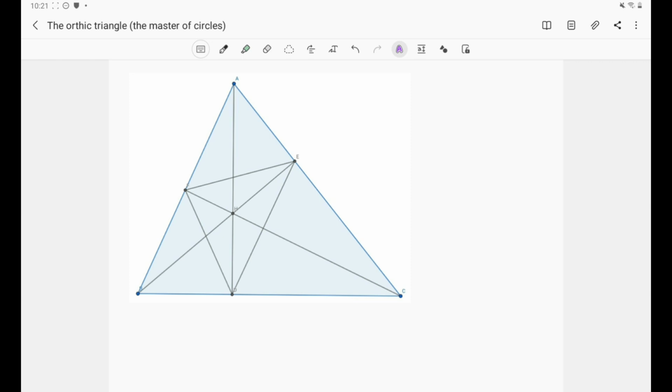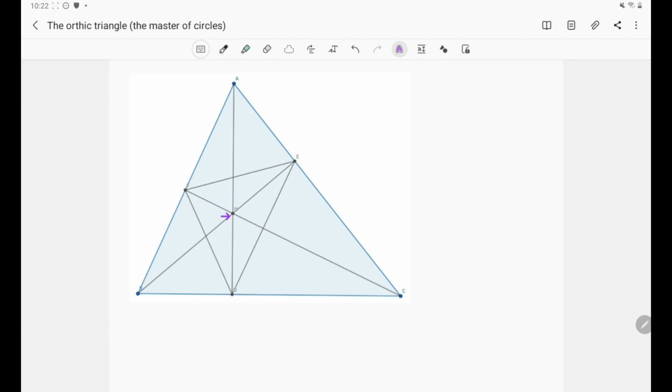So in this video, we'll revisit the orthocenter. As you can see, here I've just drawn a triangle ABC, and I've drawn the orthocenter H, and also the three altitudes AD, BE, and CF.